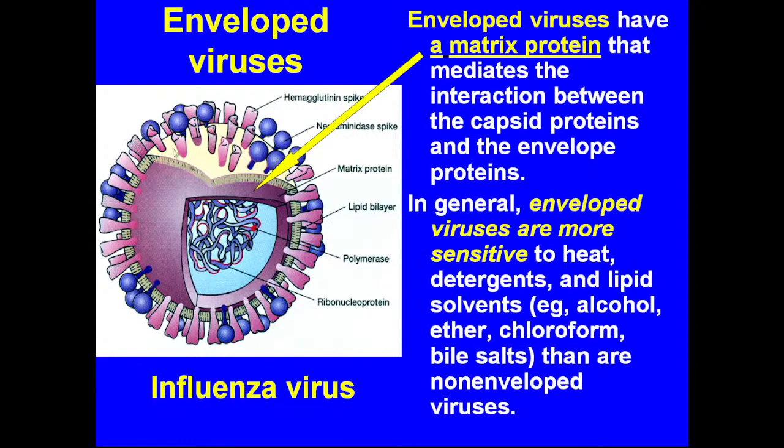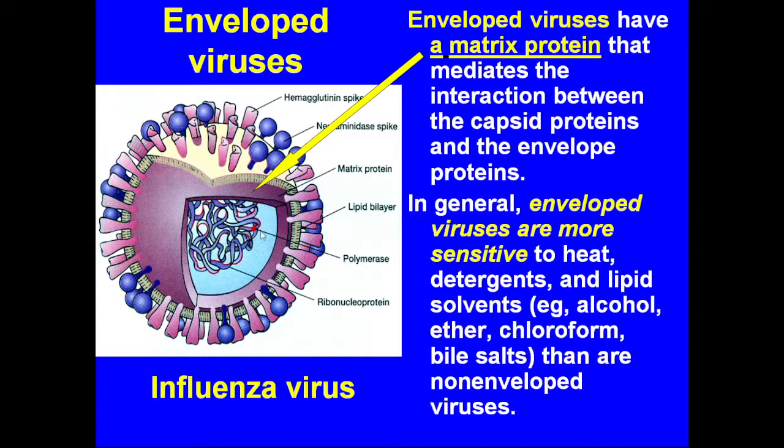So, apart from the envelope, you can see here that it is made up of a phospholipid bilayer and glycoprotein spikes on the surface. Here we have two types of spikes on the surface. Beneath the phospholipid bilayer, there is a layer made up of so-called matrix protein that mediates the interaction between the internal structure, the internal capsid, and the surface envelope of the virus. And that is a very important portion of the virus.